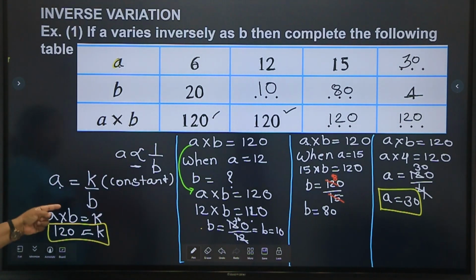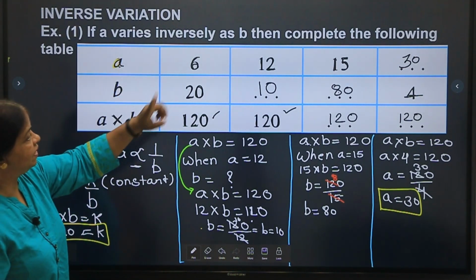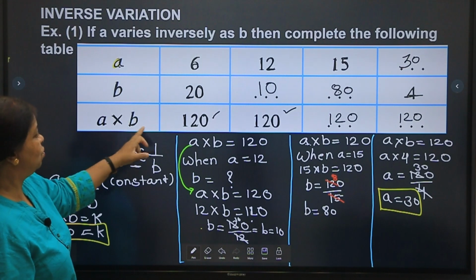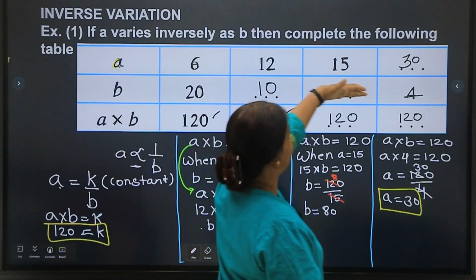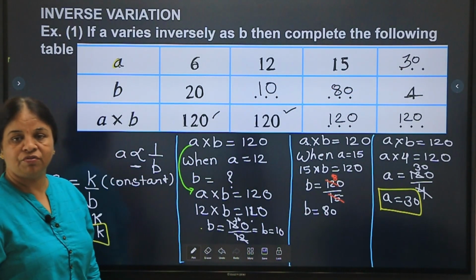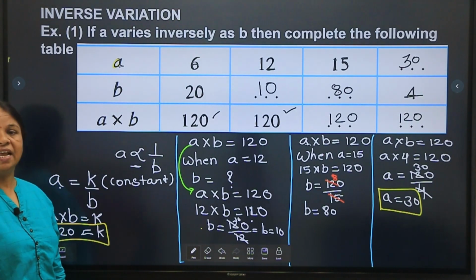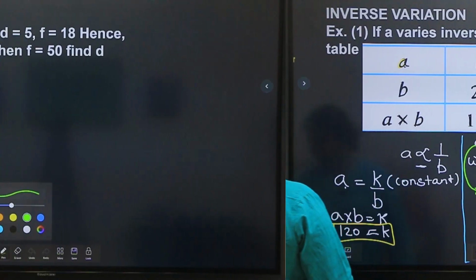So this is an example of inverse variation where A into B is every time constant, and you can find the other values. You can pause the video and you can solve the sum, children. Let's move to the next example.